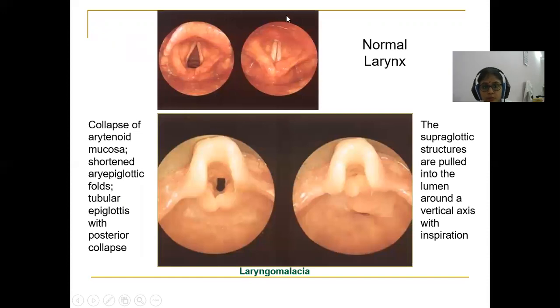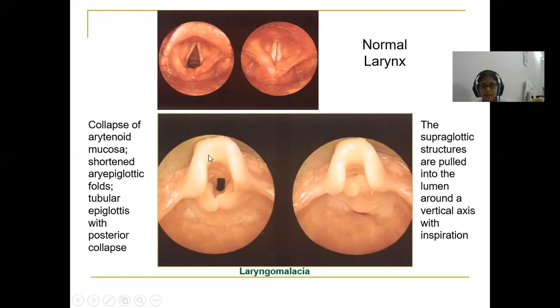So if you see this, this is the normal larynx. That's the epiglottis. That's the aryepiglottic folds on either side. That's the arytenoid region. You can see the true cords, and that's the false cord. The whole thing here is supraglottis, and that's the glottic area. And below that will be your subglottis. So that's the normal larynx. This is during expiration, and this is during phonation.